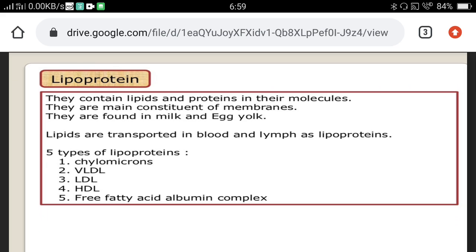Five types of lipoproteins: chylomicron, VLDL, that is very low density lipoprotein, LDL, low density lipoprotein, and HDL, that is high density lipoprotein, and free fatty acids, albumin complex.